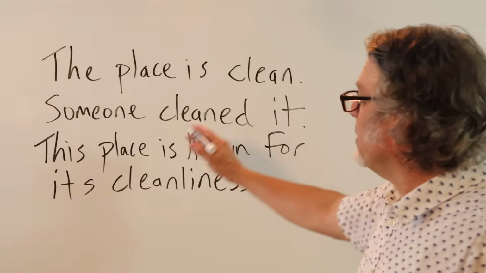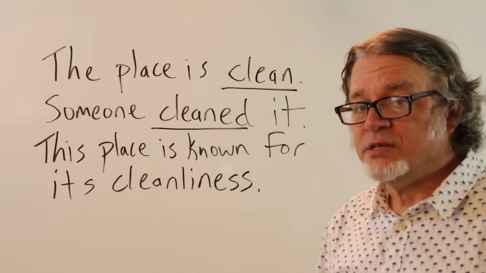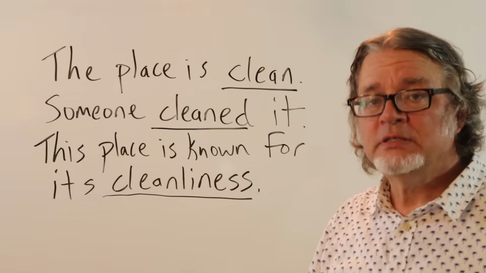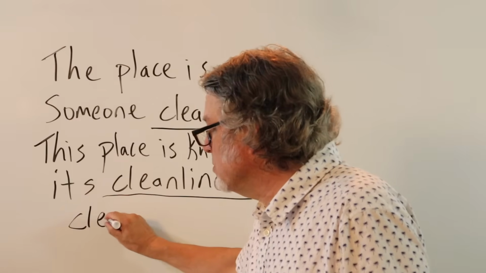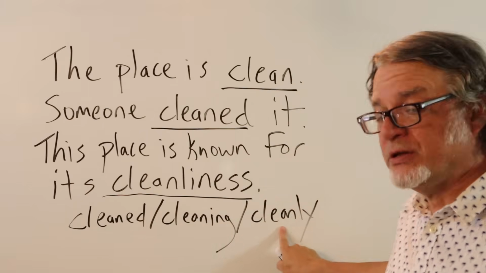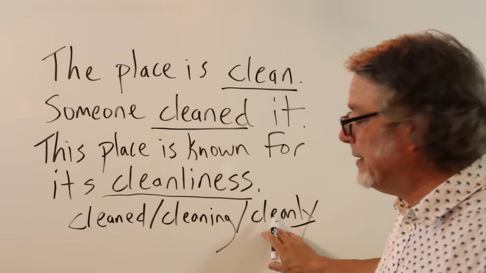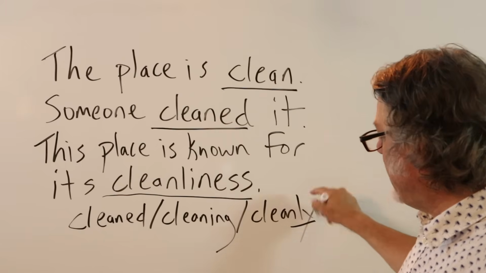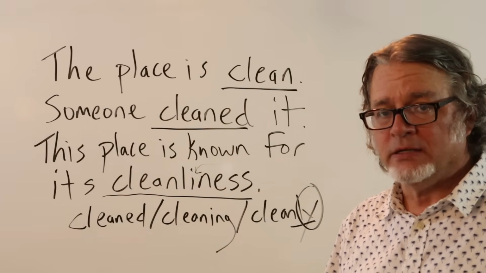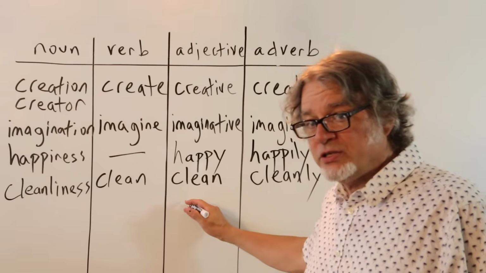The place is clean. Here's the adjective. Someone cleaned it. Here's the verb. This place is known for its cleanliness. And here's the noun. The adjective for this word could take many different forms. It's possible that you could use cleaned or cleaning or cleanly, or you could pronounce it cleanly. This word, cleanly or cleanly, becomes cleanliness. You can see the ly ending here. The Y becomes an I, and then the ness suffix is added. This ness ending is often found for adjectives that change to nouns.